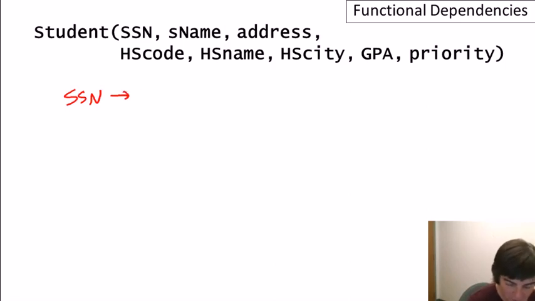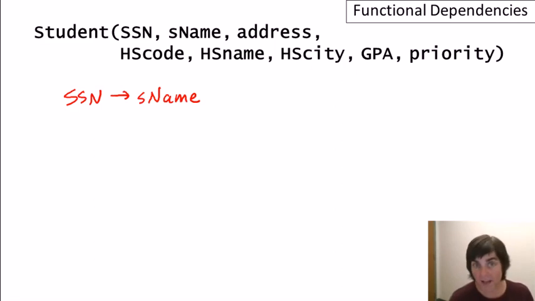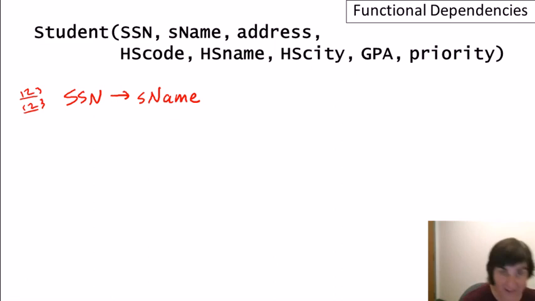So here's a first example. Social security number functionally determines S name, so the student's name. So what we say is, if we have multiple tuples about a particular student, they have the same social security number, say two tuples about student 1, 2, 3, we're expecting them to have the same name. In fact, we're requiring them to have the same name. And presumably, because 1, 2, 3 is sort of identifying the student, that would be a natural functional dependency that would hold in this case.